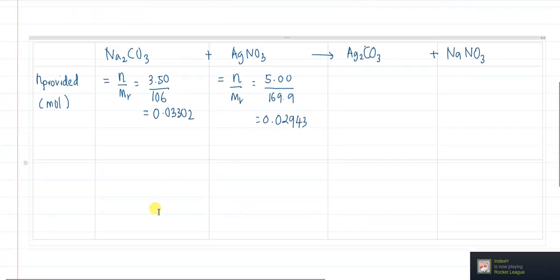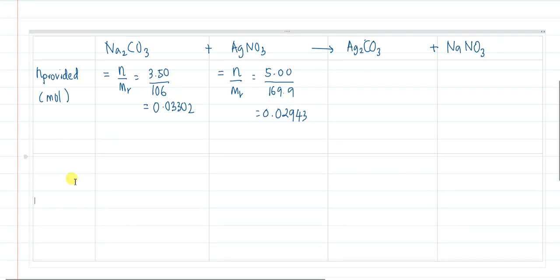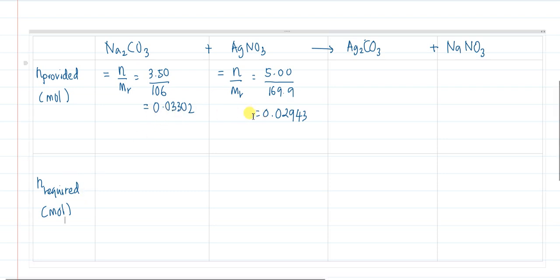Okay, so now with this number of mole provided, we can predict the amount of another reactant needed. So the number of mole required, the unit is mole. We can pick which one we want to pick, and in this situation, I would like to pick sodium carbonate. But before we continue, let's have a look at the equation. This equation is actually not balanced.